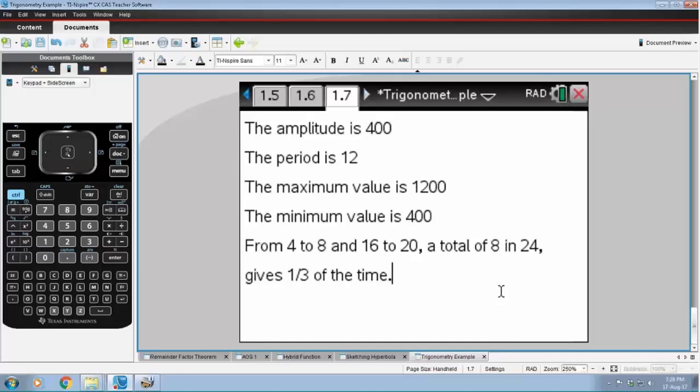So summarising the whole answer to this question, the amplitude is 400, the period is 12, the maximum value is 1,200, the minimum value is 400, and from 4 to 8 and 16 to 20, we have a total of 8 in 24, so the fraction of the time is 1/3 of the time. All right, now that's a typical exam question in modelling a trigonometry application type question, which we can do very neatly on our CAS calculator.